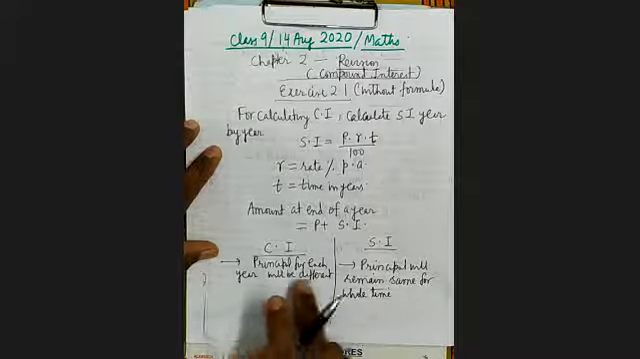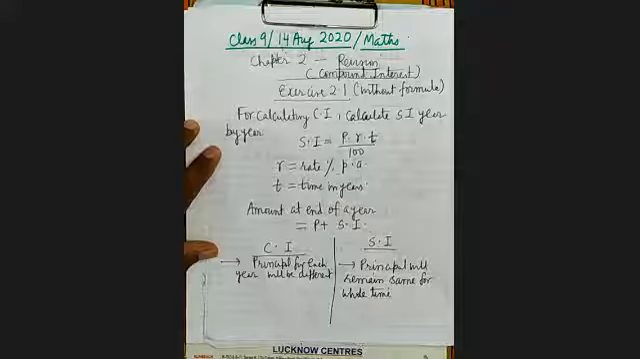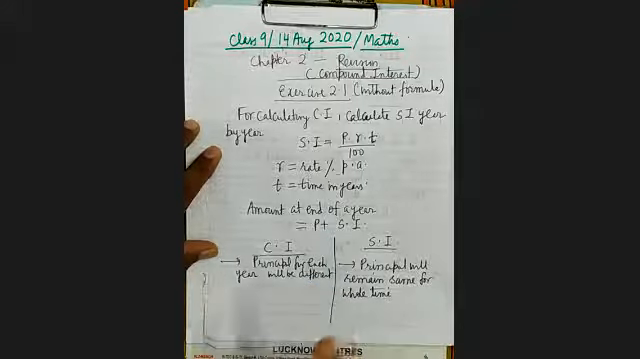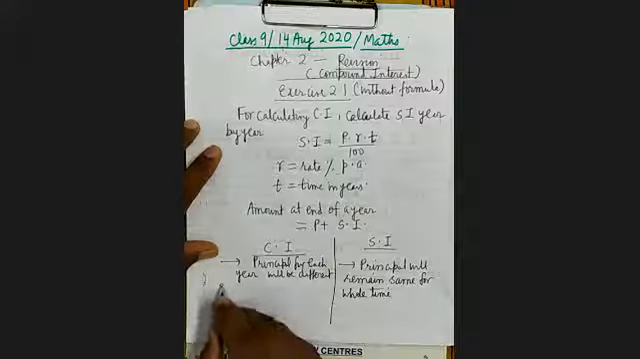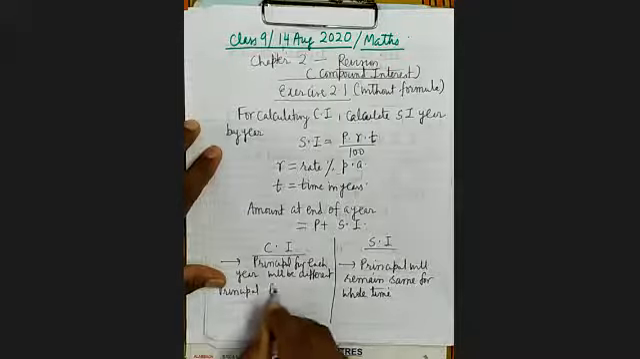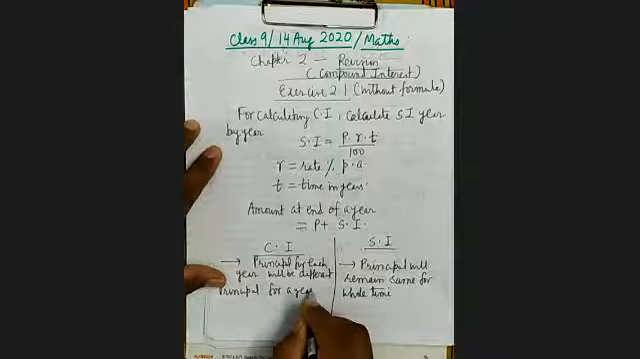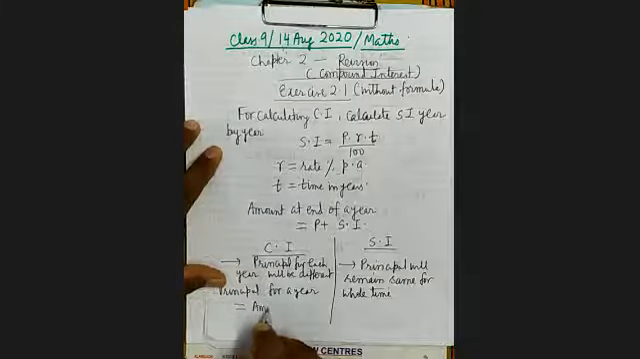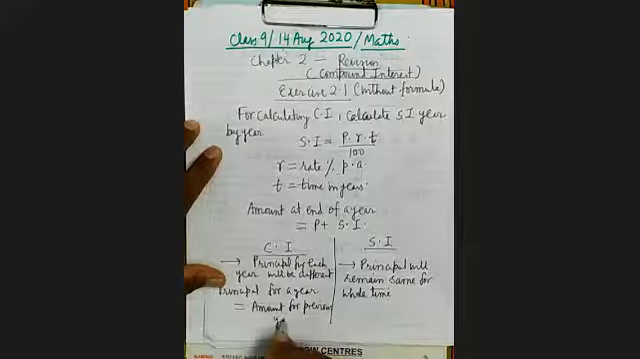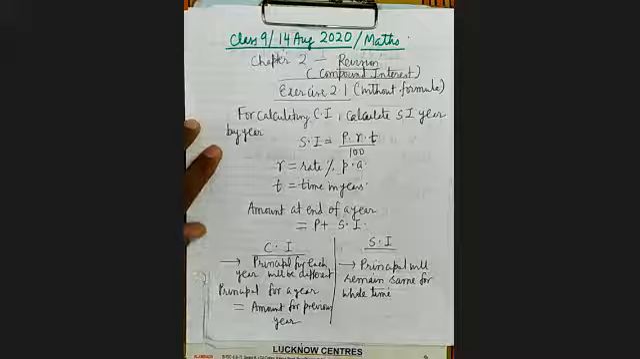Every year, the principal will have a different value. And what is the principal for a year? It will be the amount of the previous year. Principal for a year equals the amount for the previous year. Means the amount of any year will become the principal for the next year.